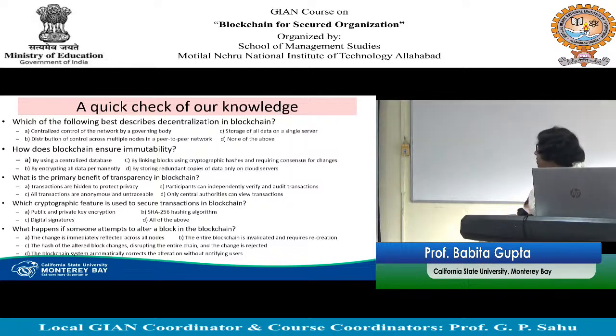Okay, what happens if someone attempts to alter a block in the blockchain? I know it's a little bit hard to read. So are the changes immediately reflected across all nodes? No. The entire blockchain is invalidated and requires recreation? Nope. The hash of this change is rejected. Anytime there is a slight change, remember this was one of the properties of the cryptographic hash when we talked about it on day one. If you make a slight change, it results in a new hash, and any new hash is a signal to everybody somebody is trying to tamper with the blockchain and is immediately rejected, hence making the blockchain secure. Okay.